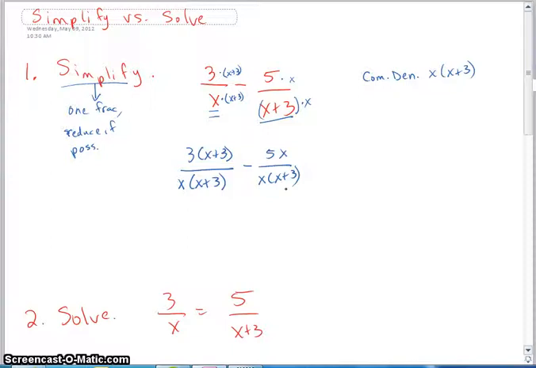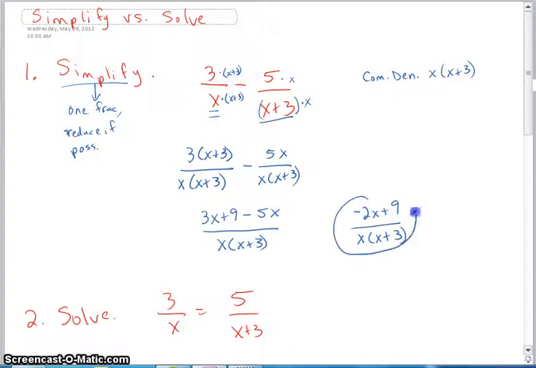Don't make the mistake of trying to cancel out the x plus 3's in the first fraction. If you do that, you'll go exactly back to the first problem that you started with. It's not going to help you any. In this case, what you need to do is get one fraction. To do that, you need to add or subtract the numerators. So here I've got 3x plus 9, and I'm subtracting 5x. Altogether, I've got negative 2x plus 9 over x times x plus 3. Can I factor the numerator and reduce at all? I can't, so I'm done.